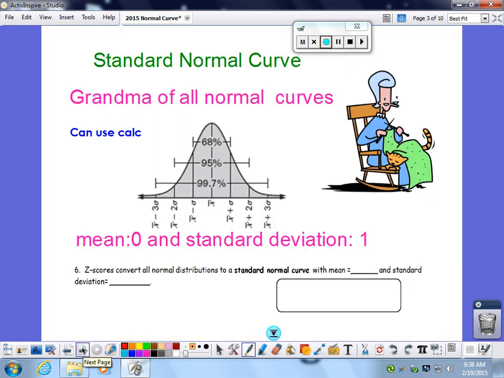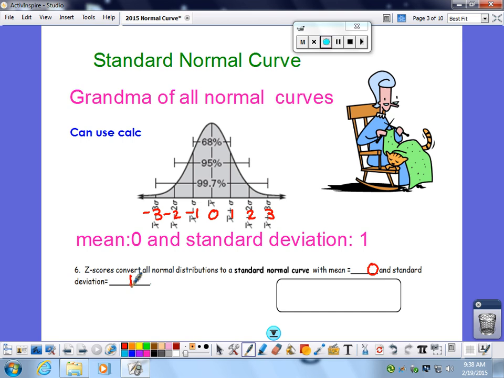All right, let's talk about number 6, the standard normal curve. It's the grandma of all curves because every normal distribution can be related to the same scale by using what we call a standardized score, your z-score. You talked about that in Algebra 1 too. Now, in the standard normal curve, the mean is 0 and our standard deviation is 1. So the scale along the bottom changes, but the numbers in the body of your curve always stay the same. So it has a mean of 0 and a standard deviation of 1.